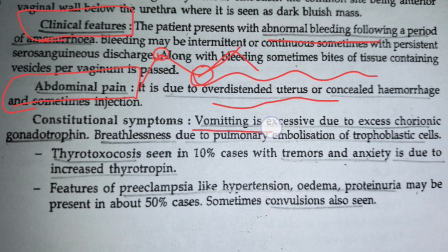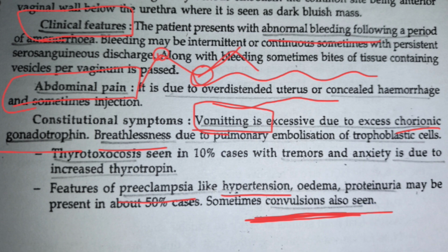Vomiting sensation is seen because of chorionic gonadotropin. Breathlessness and tiredness are also seen, and this condition can lead to severe complications like preeclampsia, most likely leading to hypertension, with sugar and BP problems occurring. Convulsion is the last condition that occurs in this case.